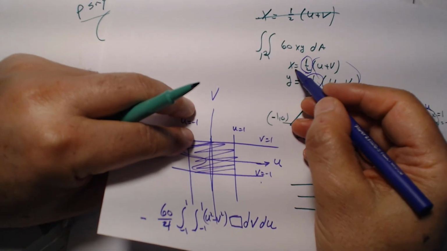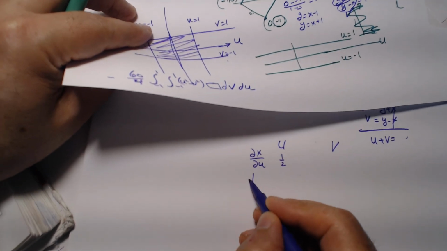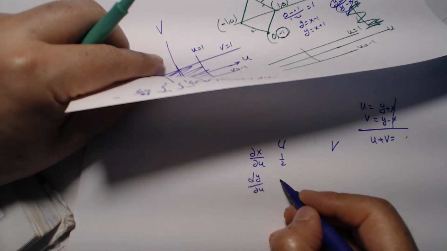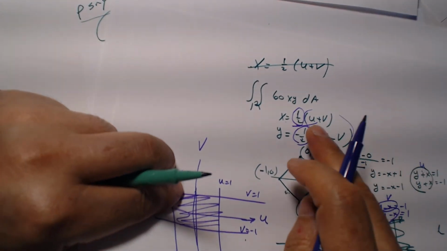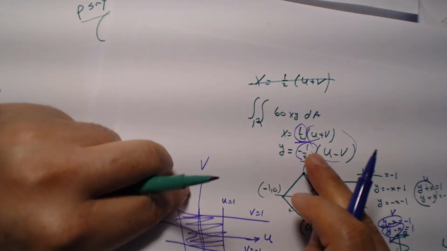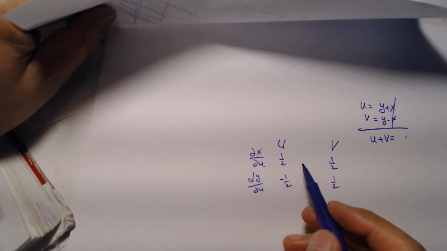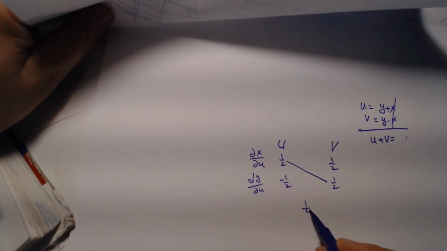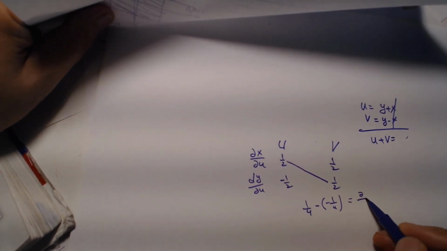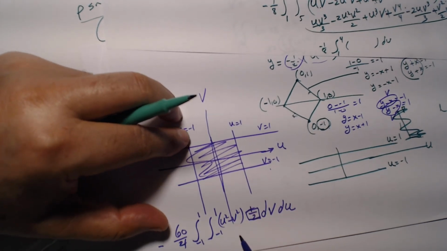Therefore, what is the partial derivative of x with respect to u? 1/2. What is the partial derivative of y with respect to u? Negative 1/2. What is the partial derivative of x with respect to v? 1/2. What is the partial derivative of y with respect to v? Plus 1/2. And the determinant is 1/4 minus negative 1/4. And that becomes 2/4, and that becomes 1/2. The factor here you need is a 1/2.